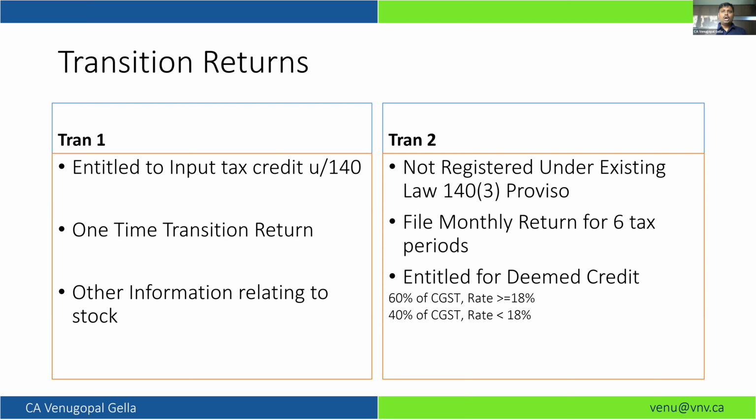So the government said the base is your rate of tax. If the rate of tax is more than 18%, then 60% of the CGST amount is attributed to the credits lying inside. And if the rate of tax was less than 18%, they said up to 40% of the tax rate can be the transition credit. But with an anti-profiteering condition, you should pass this on as a discount to the customer in the invoice.